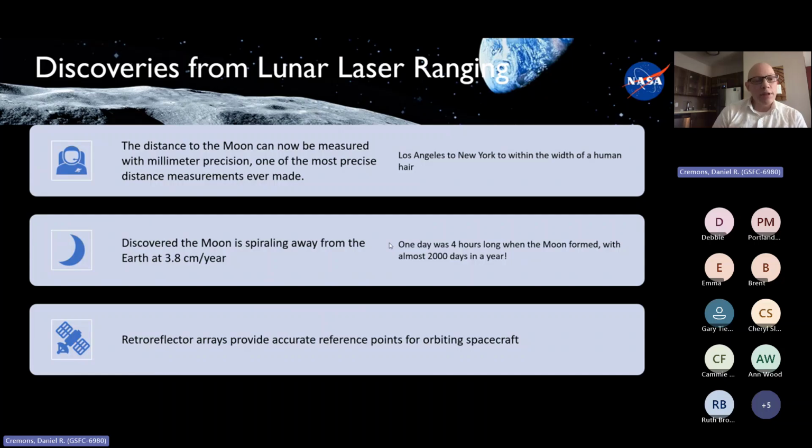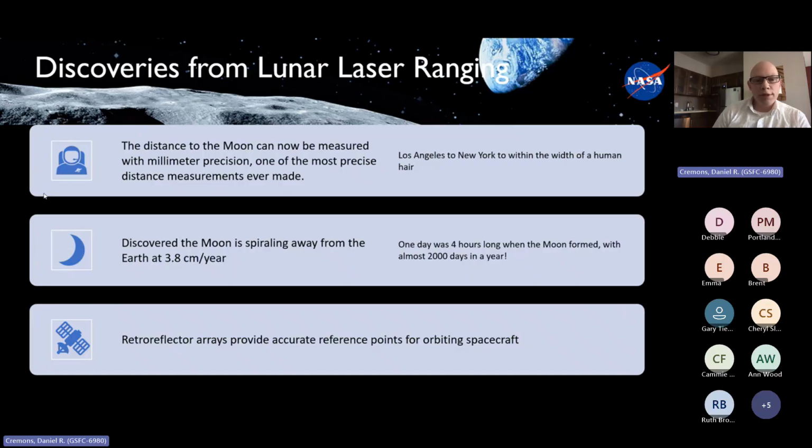The other thing it did is it discovered that the moon is actually spiraling away from the Earth at the rate of several centimeters per year. And so what this means is that scientists could take that information and then turn back the clock to discover when the moon formed, how close was it to the Earth, and what would that have done to the length of a day?